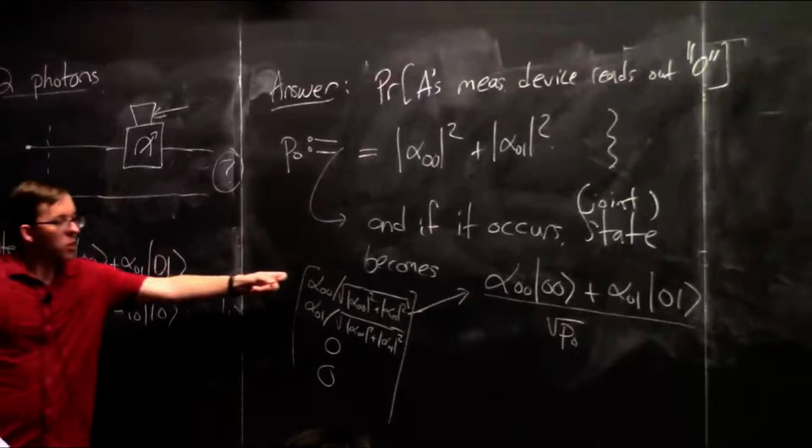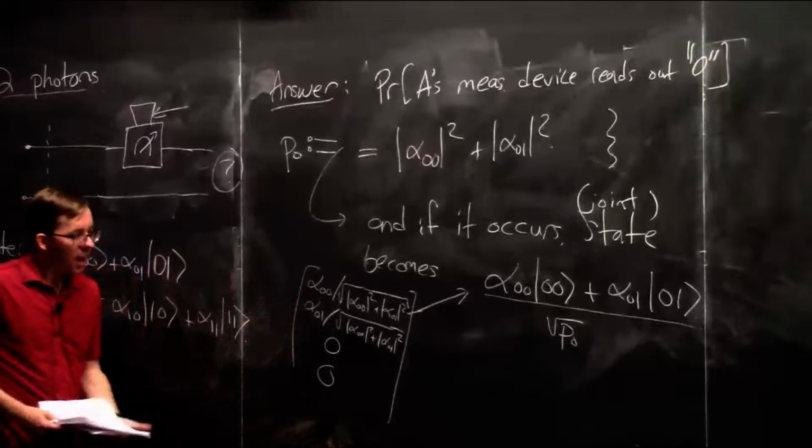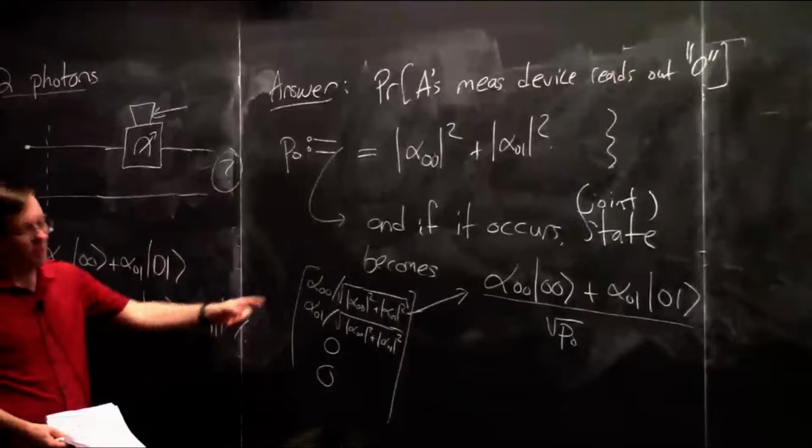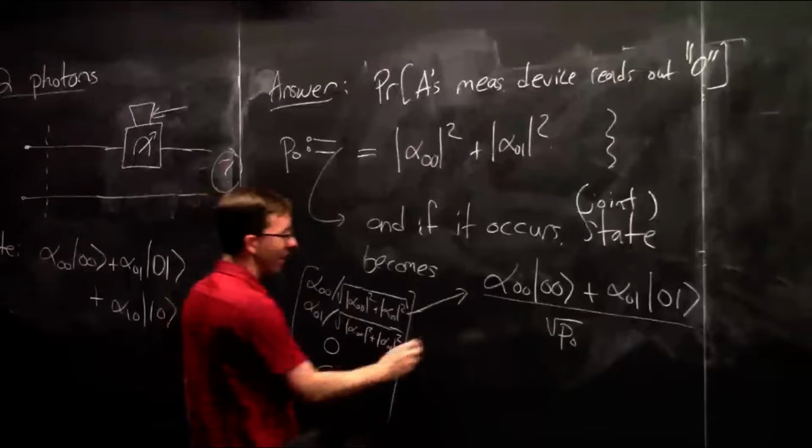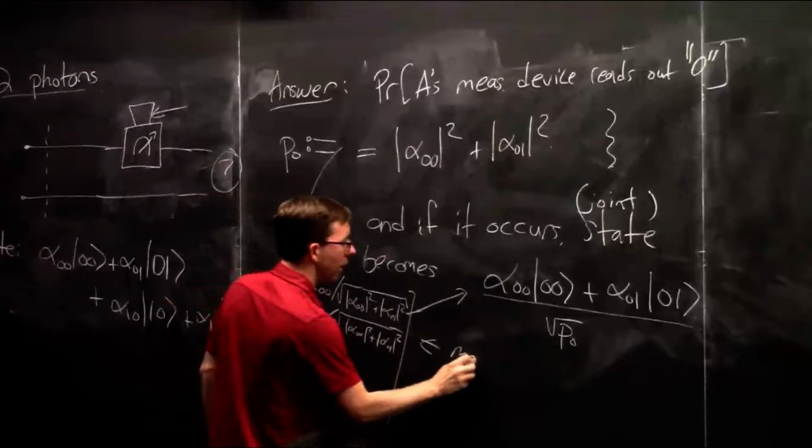And what do you get if you square these magnitudes and add them up? You get 1. Let me not write it, but the magnitude squares sum to 1.